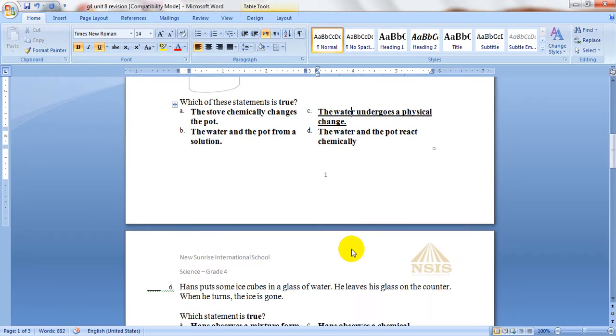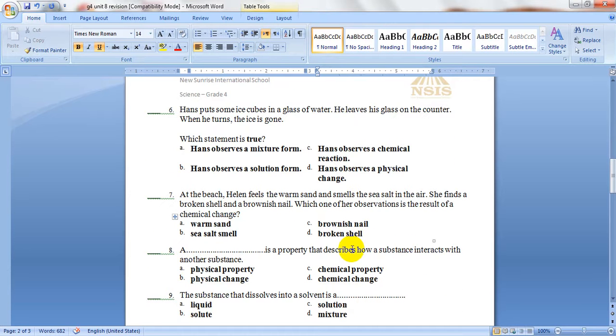Now let's move to question number 6. Hans puts some ice cubes in a glass of water. He leaves his glass on the counter. When he turns, the ice is gone. Which statement is true? Hans observes a mixture form. Hans observes a solution form. Hans observes a chemical reaction. Hans observes a physical change.